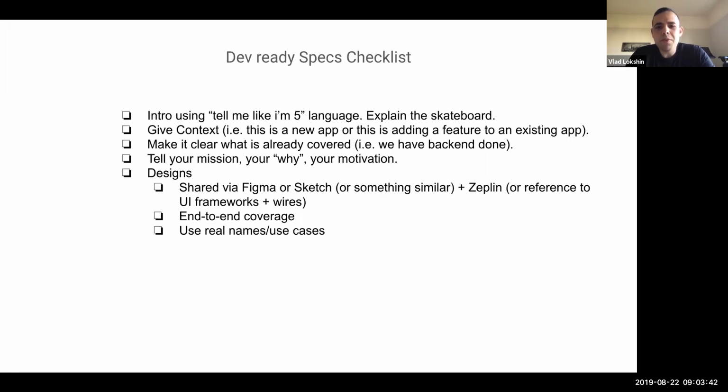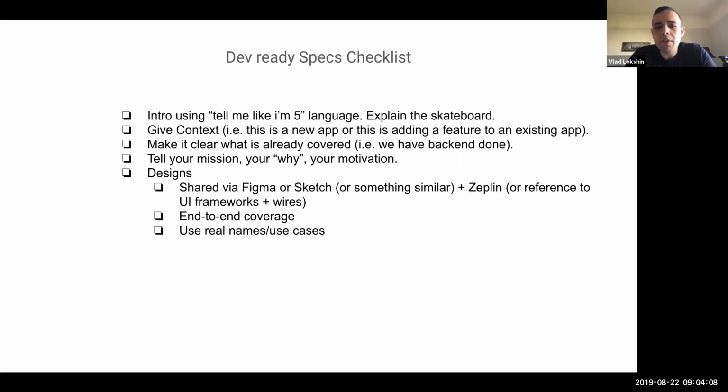So I wanted to start with a pretty simple checklist that I think more or less will give you coverage for dev-ready specifications. So before we dive into the details, just want to go through this list here. You want to make sure that before you get into the details, somebody gets what it is that you're building. So using Tell Me Like I'm Five language, explain the skateboard, explain the context of the application.